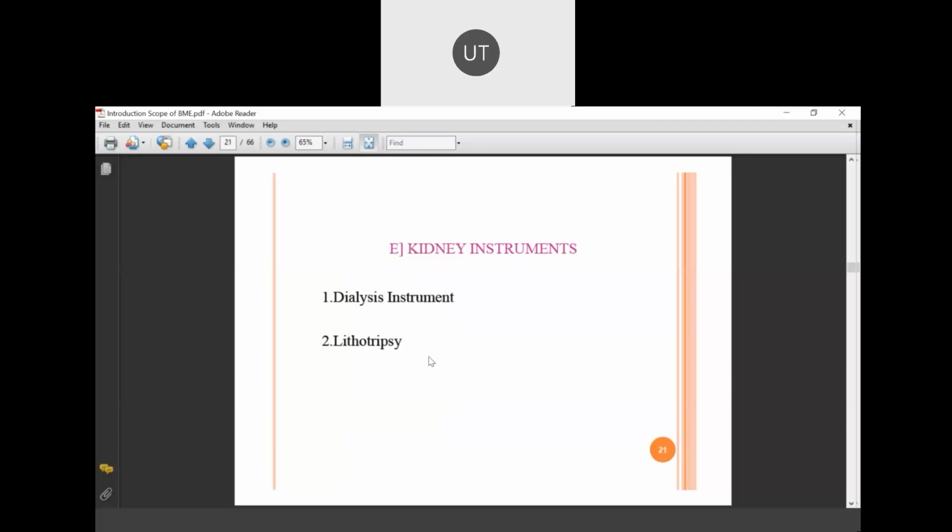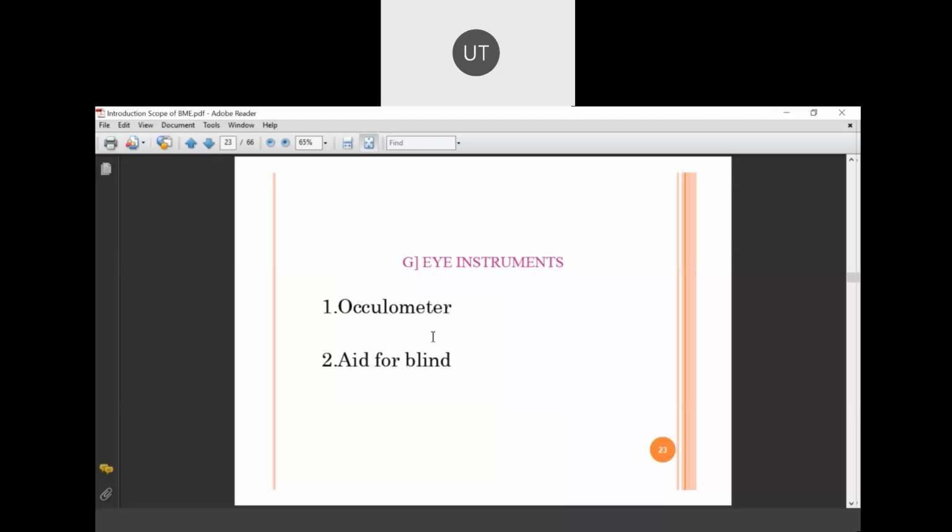Then kidney instruments, that is dialysis. Just now as I told, the hemodialysis machine is there. Ear instruments, audiometer and hearing aid. This is about the functional instruments and its classification. For measurement of the eye, the different aids for the blind, these are the supplementary instruments.